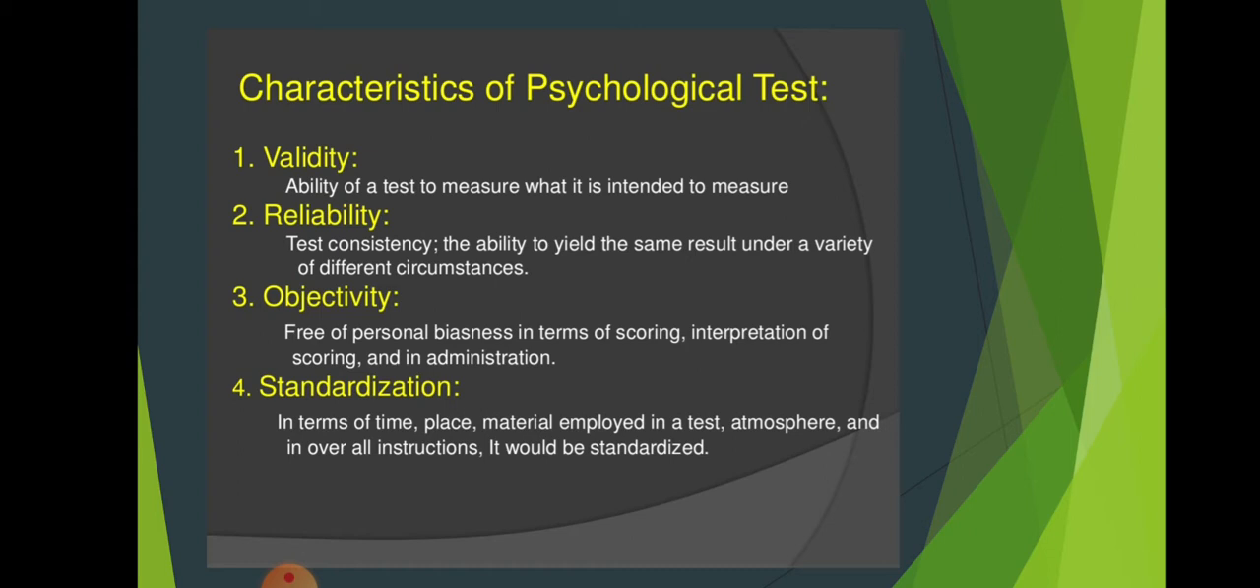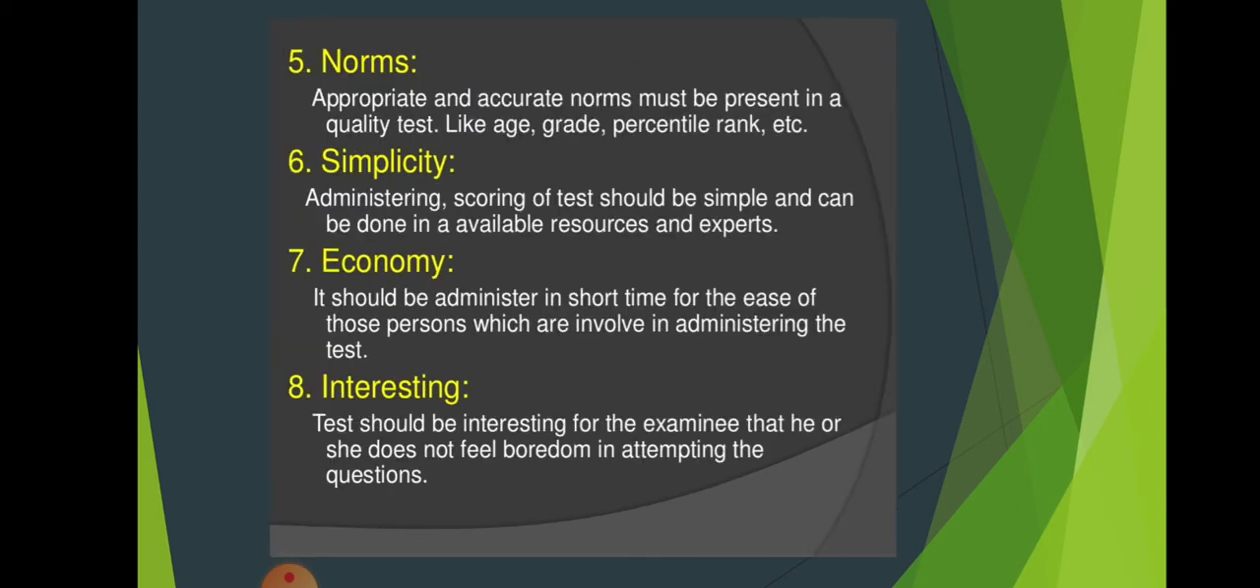There are different characteristics of psychological tests, like validity, the ability of a test to measure what it is intended to measure, then reliability, that is test consistency, then objectivity, which means freedom from personal bias in terms of scoring and interpretation. Standardization is very important. Norms, appropriate and accurate norms, must be present, then simplicity, economy, and the test should be interesting.